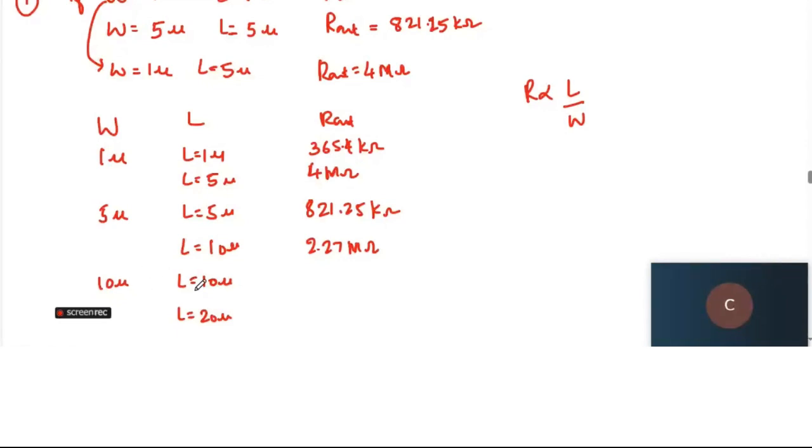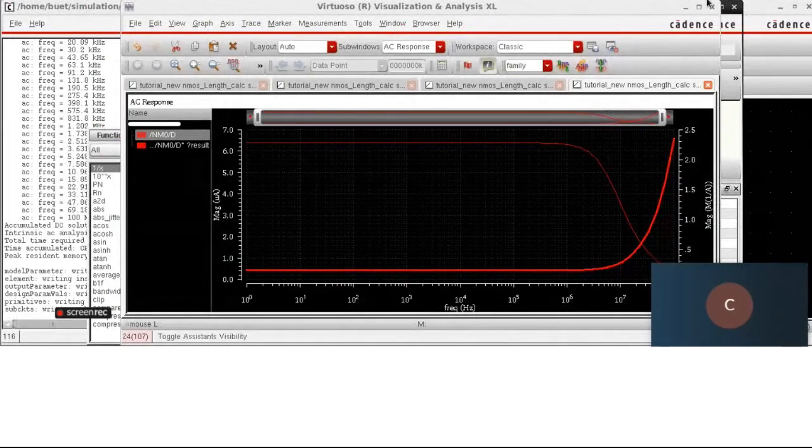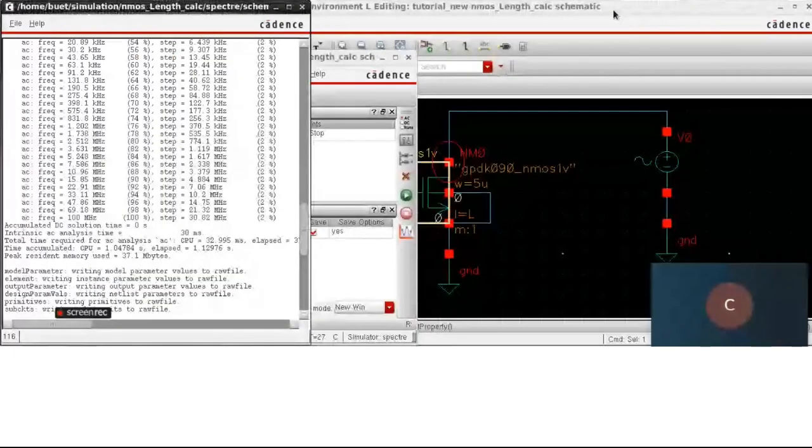So now for this particular case, L is 10 and W is 10. That means the ratio is 1 here. Let's try to see what is going to happen. Both 10. Let's try to look for that.